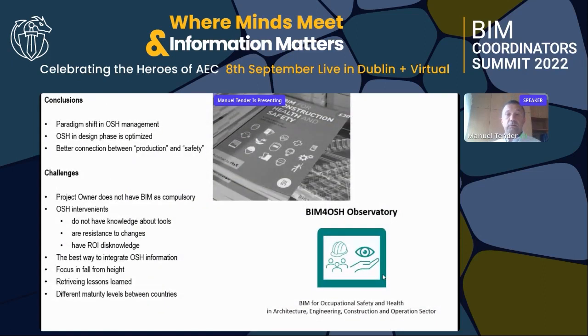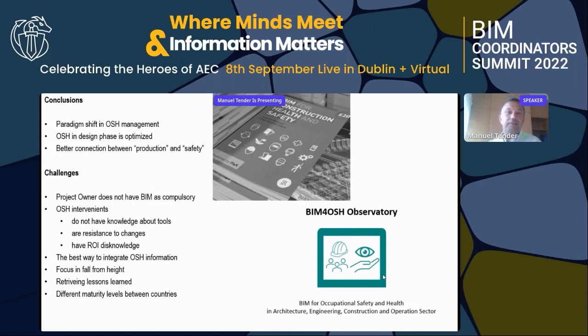So, in terms of conclusion, we have a paradigm shift in OSH management. I can optimize OSH in the design phase, and I can get a better connection between production and safety. There are some challenges common to other BIM areas. The project owner does not have BIM as compulsory. The OSH intervenients do not have knowledge about tools, are resistant to changes, and see no return on investment in this knowledge.